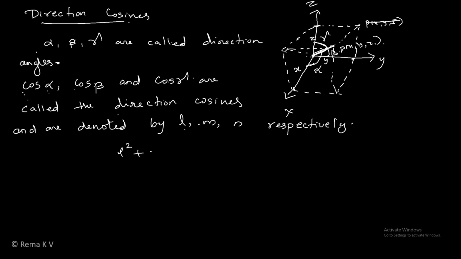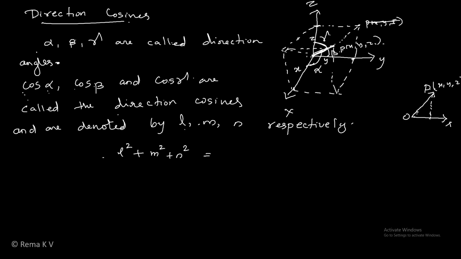Now let us find the value of L square plus M square plus N square. See, if we consider this x-axis and the point P, OP is the directed line segment, then we can form a right triangle here. This is the x-axis, this point is P, and the coordinates of the point P are x, y, z.